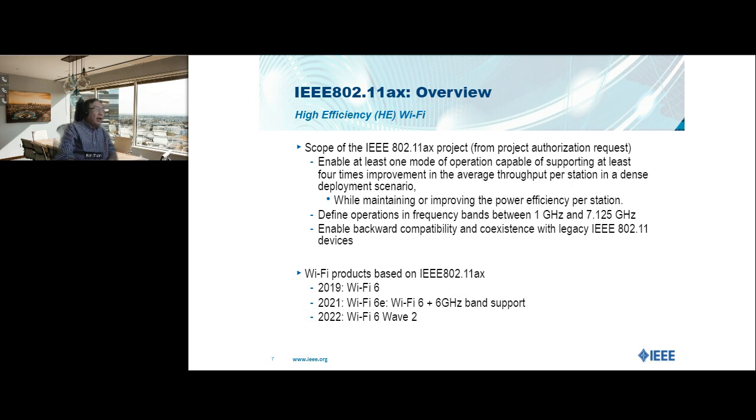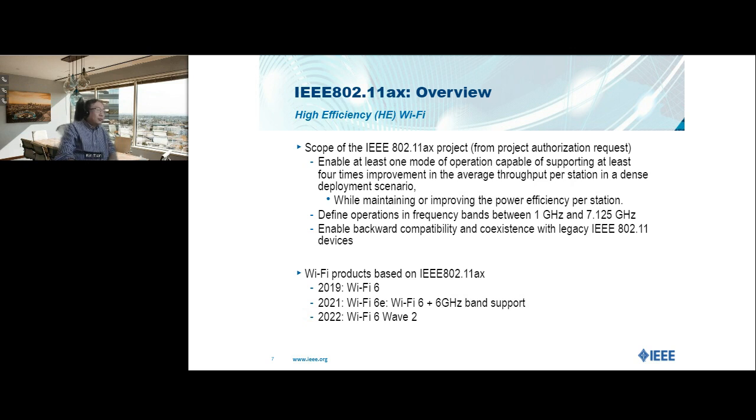This standard will define operation in the frequency band from 1 gigahertz to 7.125 gigahertz. So this is the range 11ax operates on. Essentially, if you look at this frequency range, there are 3 essential bands: 2.4 gigahertz, 5 gigahertz, and 6 gigahertz band. We'll talk about that later. And for every generation of the IEEE standards, we try to ensure backward compatibility and coexistence with legacy devices.